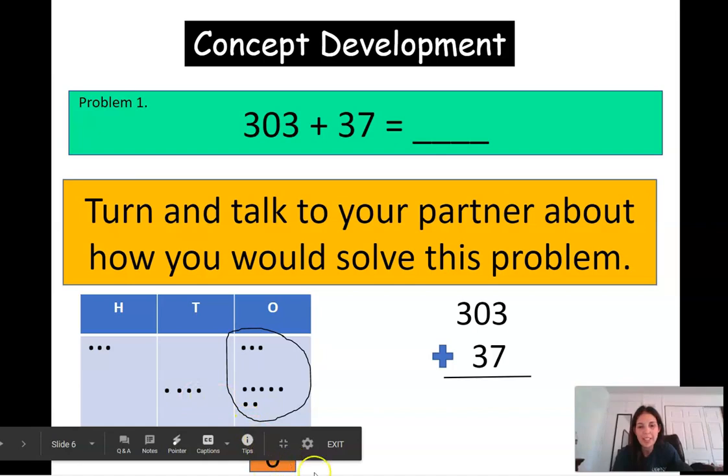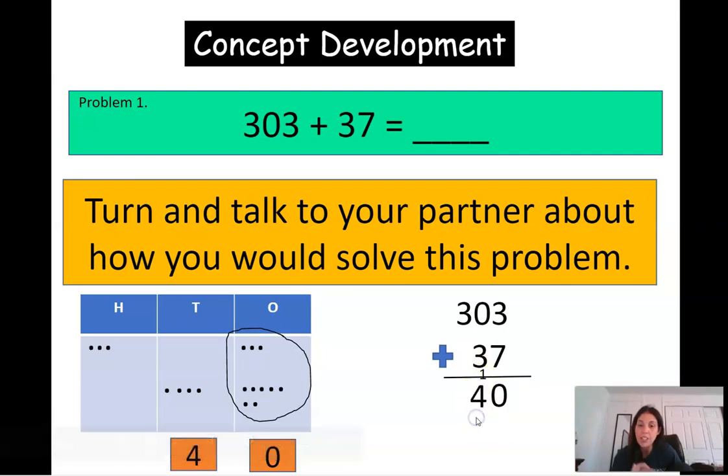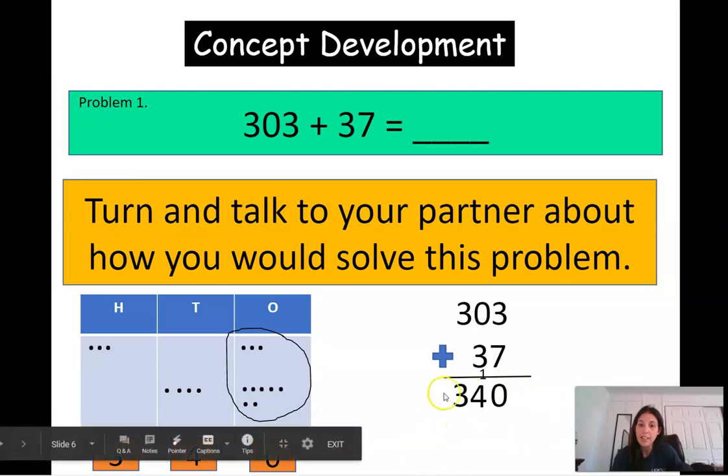Okay. So first we're going to write down how many ones we have left. We have 0 ones left. But we did bring a group of 10 over, so we're going to put that 1 right there. And now we're going to count how many tens we have, which is 4. And then we're going to count how many hundreds we have, which is 3. And this is our answer, 340.